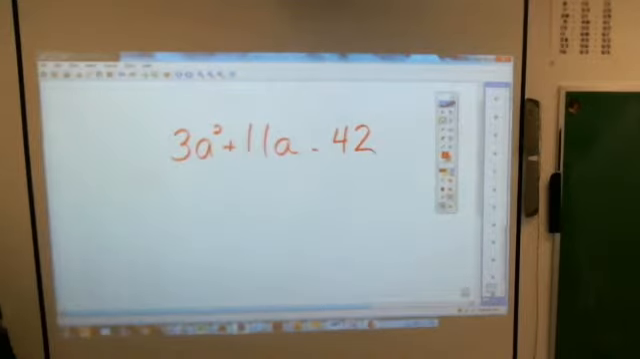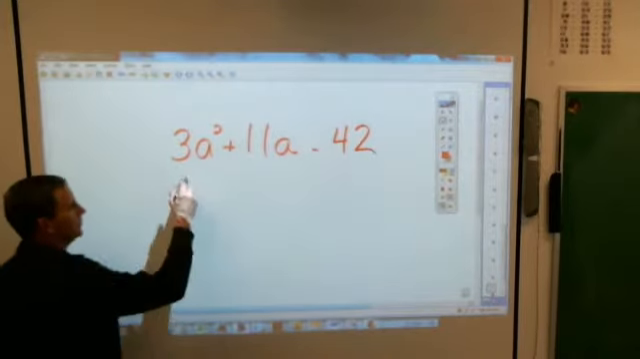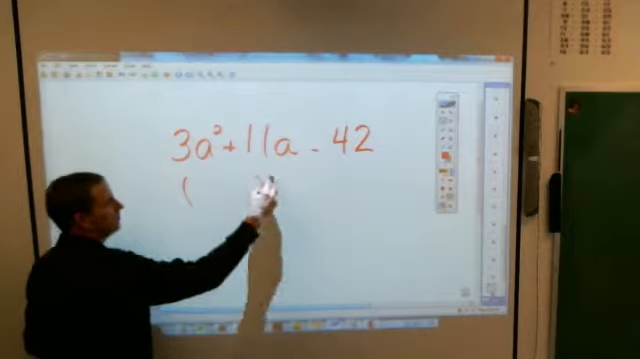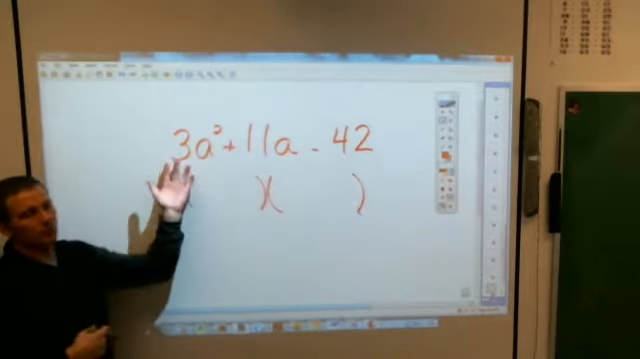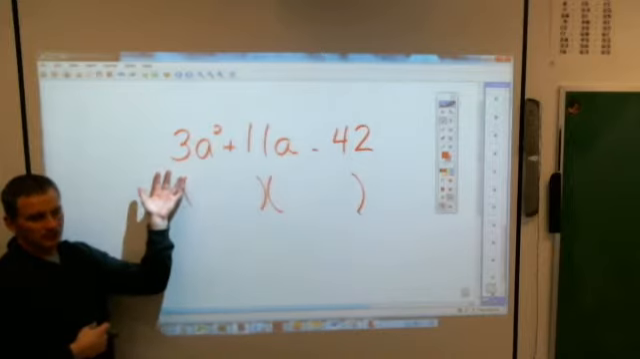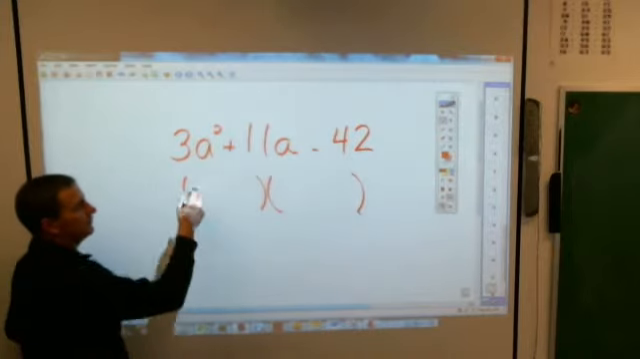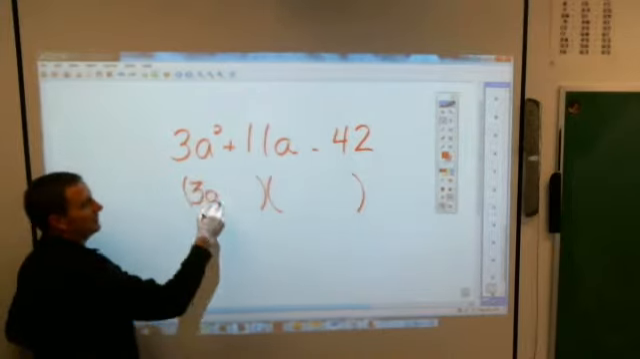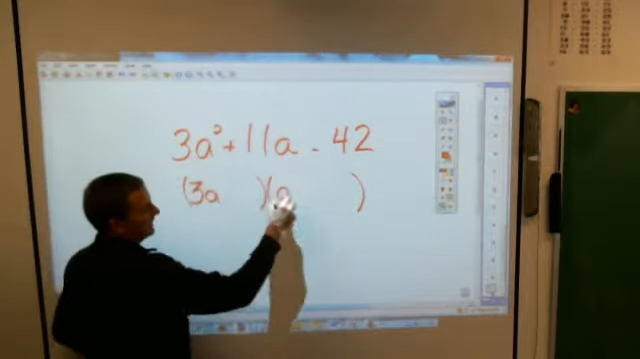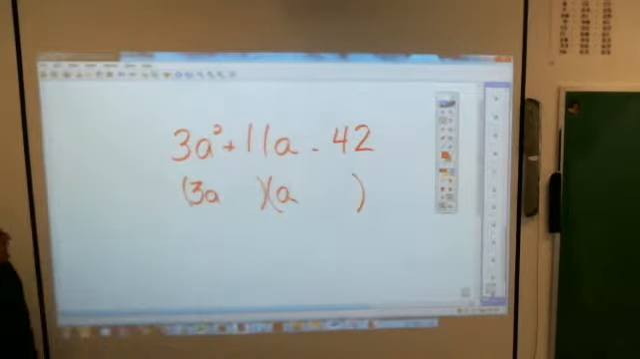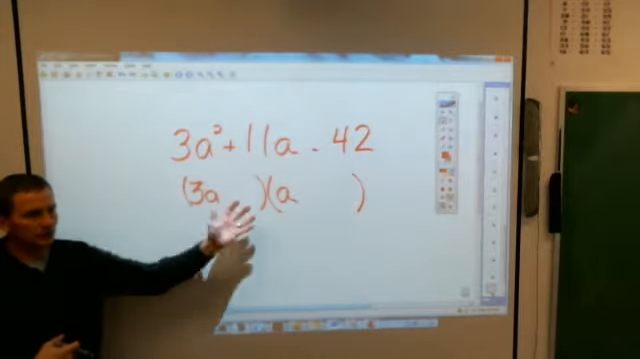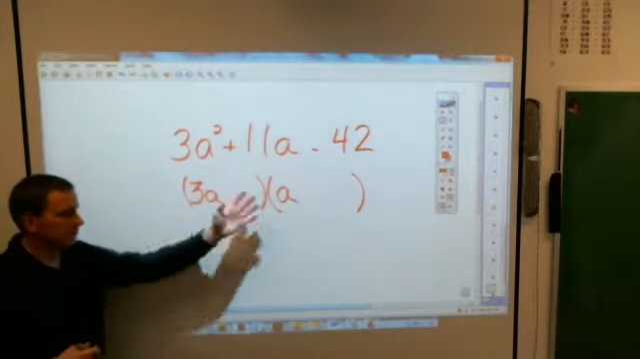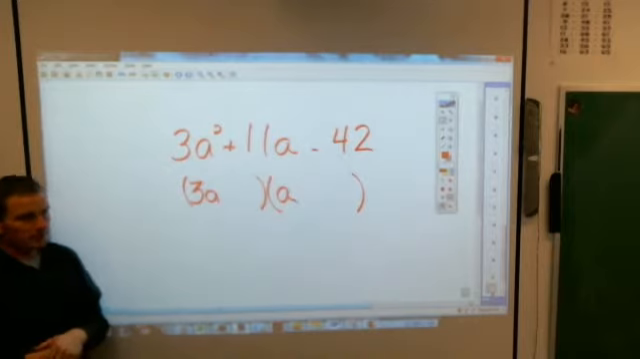If it were me doing this, right away I'd put down my two parentheses. Right away I'd probably say there's only one way to cut 3a squared into two factors, and that would be for one of them to be a 3a and for the other one to be an a. Did I lose anybody on that? Only way to get 3a squared is 3a times a. That first term in FOIL comes from the first two terms here.